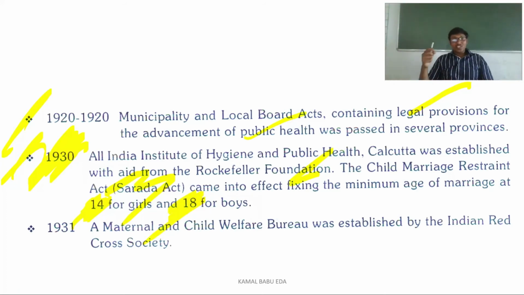In which year was the first marriage act passed? The Child Marriage Restraint Act was passed in the year 1930, which is called the Sharda Act. What is the minimum age? 14 for girls and 18 for boys. And in the year 1931, the Maternal and Child Welfare Bureau was established, mainly by the Indian Red Cross Society.